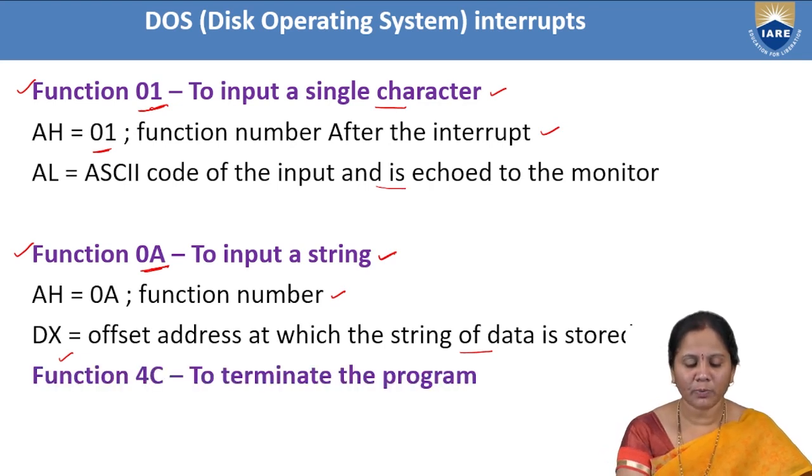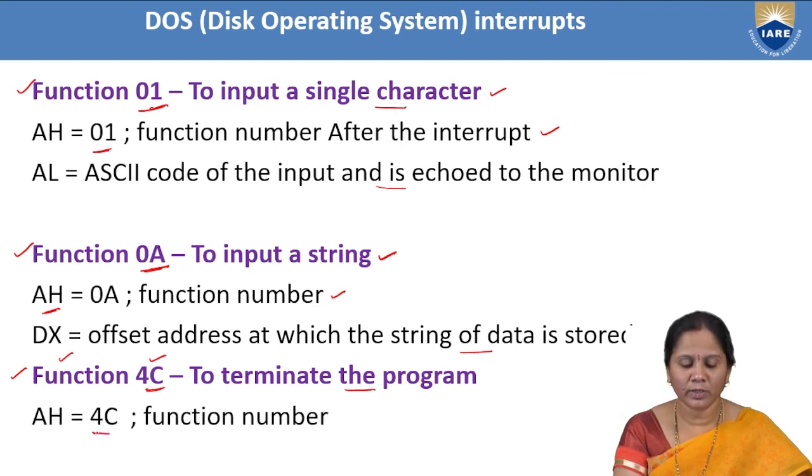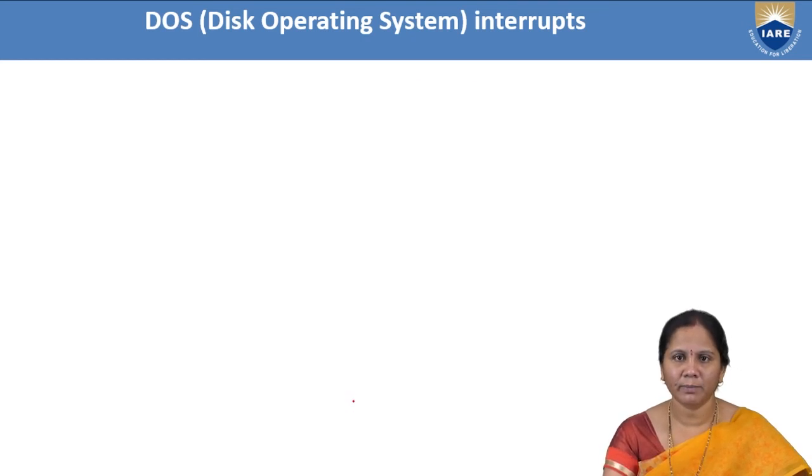Another function provided by the INT 21H instruction is function 4C. That means if you load this 4C into the AH register, it terminates the program. See, the AH value is loaded with 4C, which is a function number.